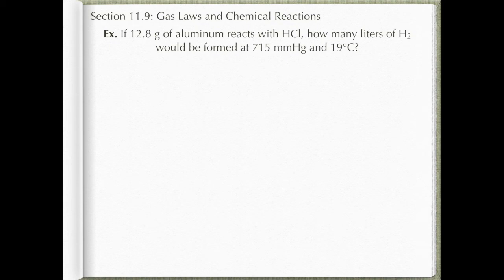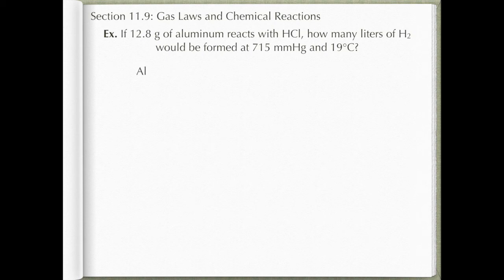But in order to use my ideal gas law, what I'm going to want to do is figure out the moles of H2 and then be able to apply that to my PV equals nRT equation. I have to figure out first the reaction between aluminum and hydrochloric acid and then be able to do the stoichiometry to convert between grams of aluminum and get myself into moles of hydrogen gas. So I first have to write out the reaction.